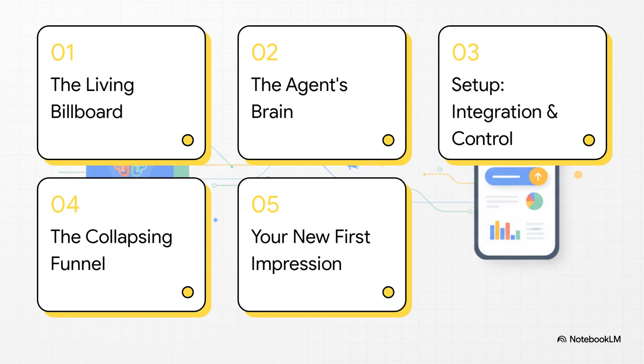In this explainer, we're going to break it all down. First, we'll talk about how your static page becomes a living, breathing thing. Then, we'll peek inside the agent's brain to see how it thinks. After that, we'll walk through the setup, focusing on integration and control. Then we'll show you why this completely blows up the old sales funnel. And finally, we'll talk about why this is your new first impression.